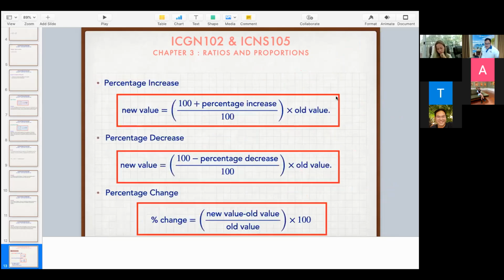Now let's see the calculation of the percentage. Sometimes we also see that the percentage can be calculated in three major ways.